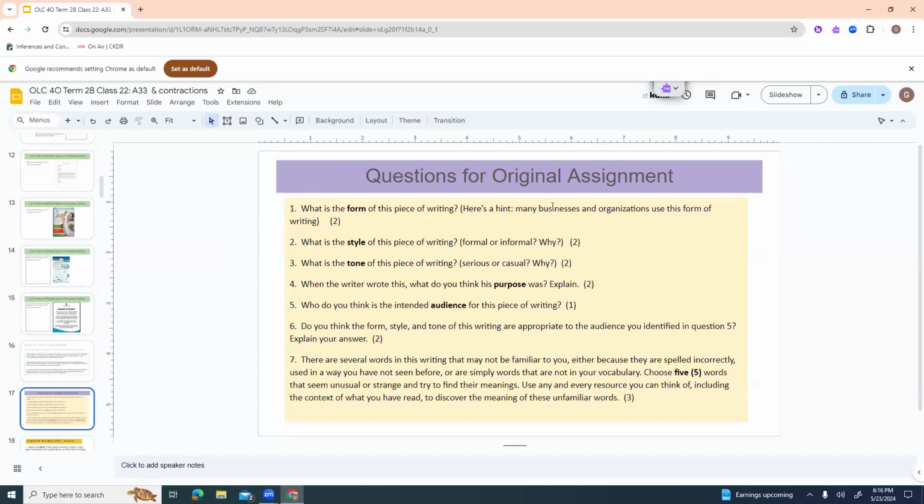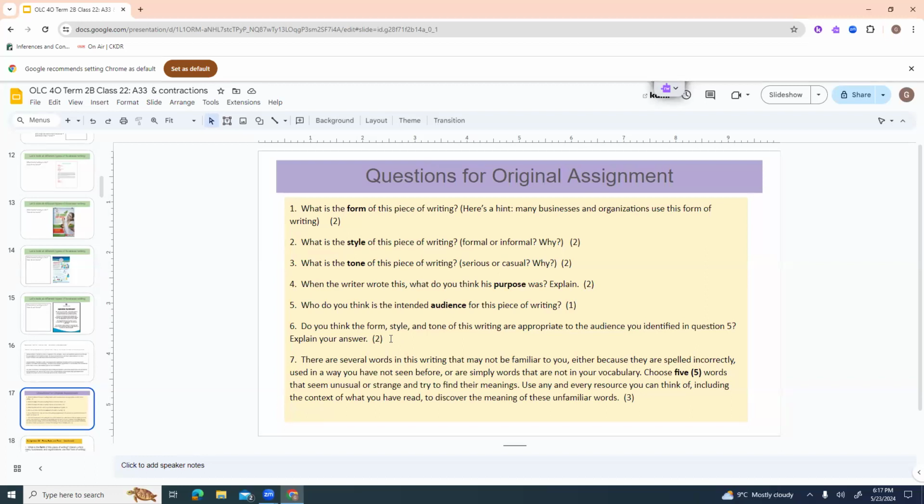Okay, here are the questions that came with that original assignment. What is the form of this piece of writing? Number 2, what is the style of this piece of writing, formal or informal, and explain why? What is the tone of this piece of writing, serious or casual, and explain why? When the writer wrote this, what do you think his purpose was? Explain. 5, who do you think the intended audience is for this piece of writing? Do you think the form, style, and tone of this writing are appropriate to the audience you identified in question 5? Explain your answer.